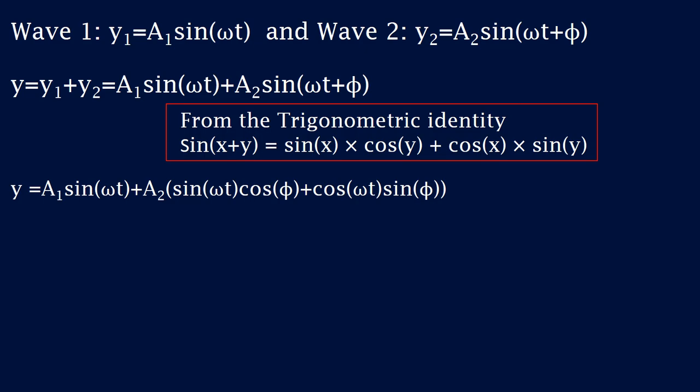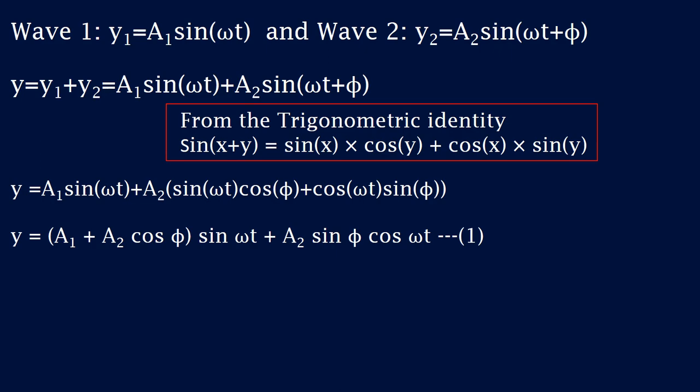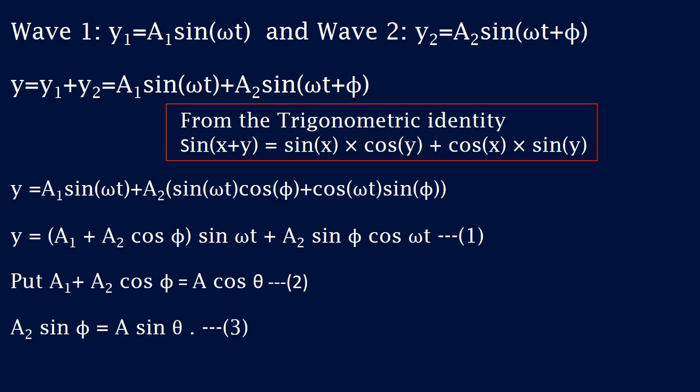On further simplification, we get y = (a1 + a2 cos phi) sin omega t + a2 sin phi cos omega t, equation 1. Let's introduce constants A and theta such that a1 + a2 cos phi = A cos theta, equation 2, and a2 sin phi = A sin theta, equation 3.